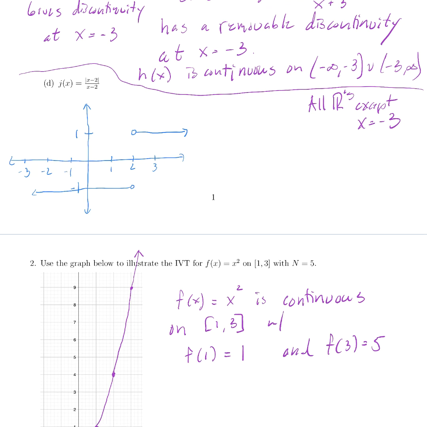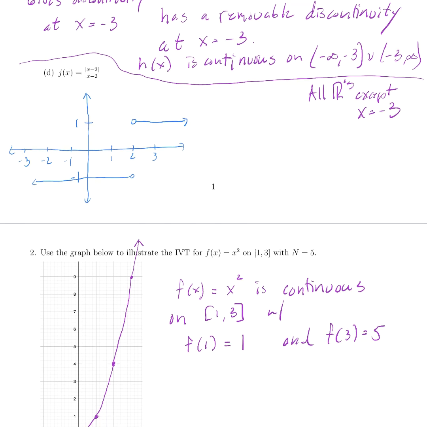Okay, this function j of x, let's think about what happens. Well, it's definitely not defined at 2. If I take an input larger than 2, like j of 3, that's going to be the absolute value of 3 minus 2 over 3 minus 2. But those things are positive, both of them, so that's just going to be 1, and we'll always get 1 no matter what that output is.